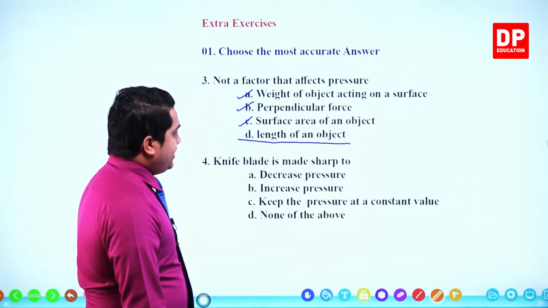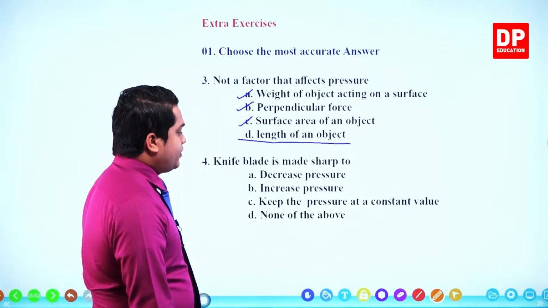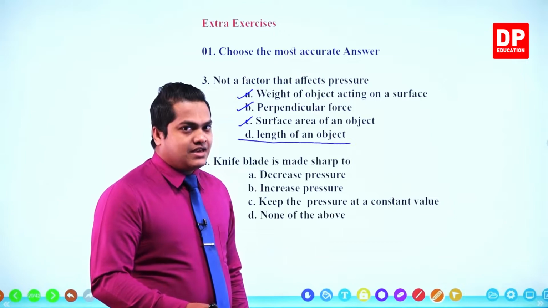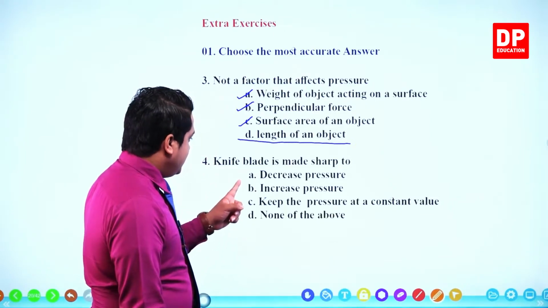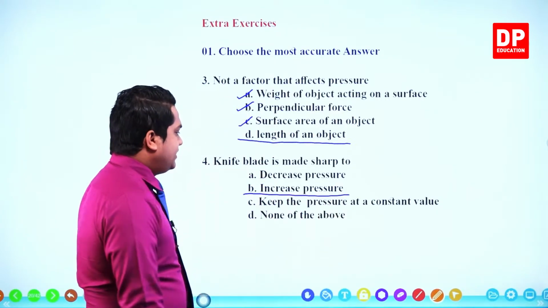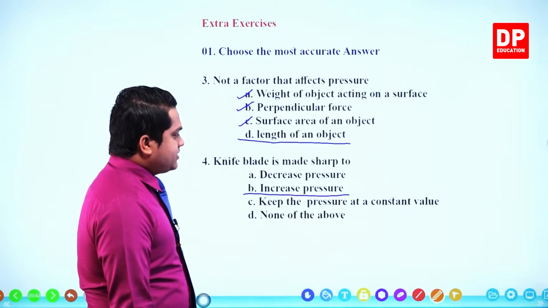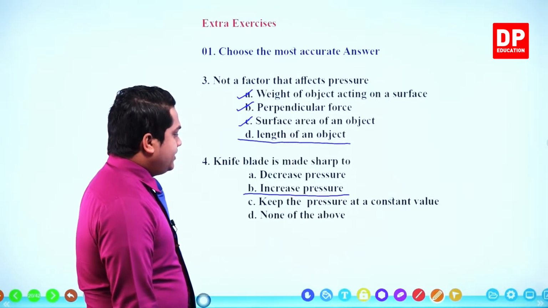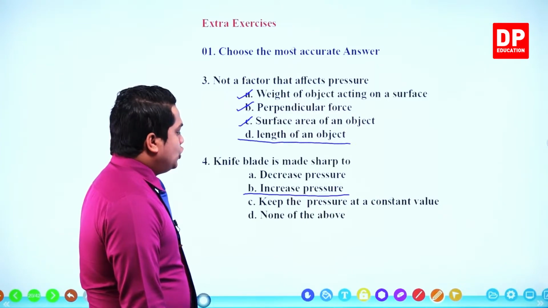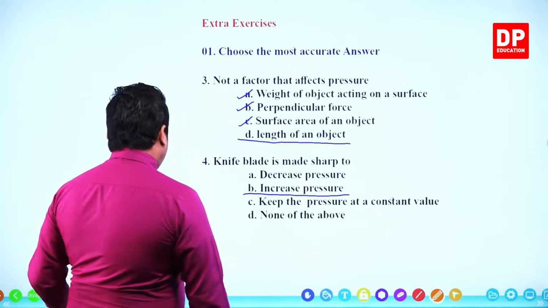Knife blade is made sharp to, you know that knife blade is made sharp to increase the pressure by decreasing surface area. So we'll go for the answer. Yes, here increase the pressure, right? Keep the pressure at a constant value, that is incorrect, right? We are making this to increase the pressure by decreasing surface area.